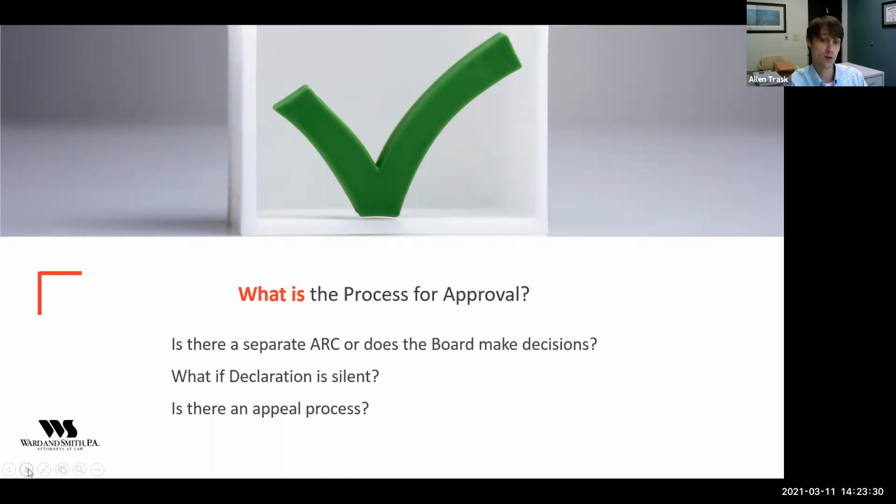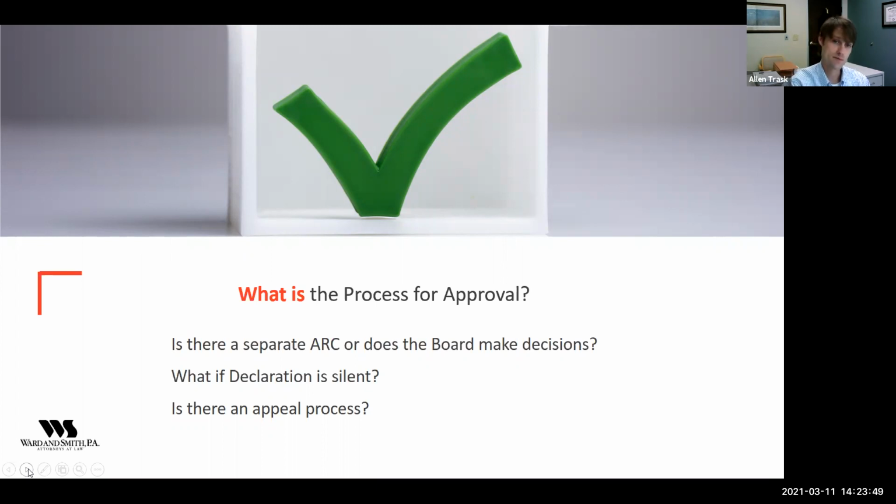Now, what an appeal would look like is if the architectural review committee denied the application and then the aggrieved member appealed that decision to the board of directors. Oftentimes, the declaration will have a procedure for this. It needs to be in the declaration.